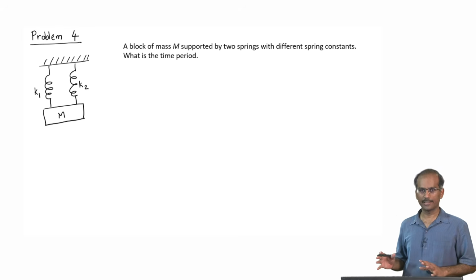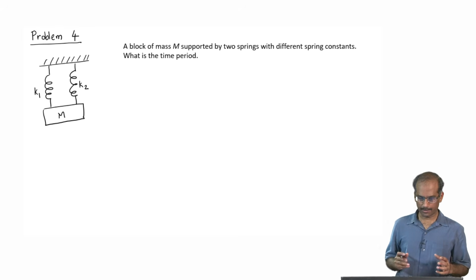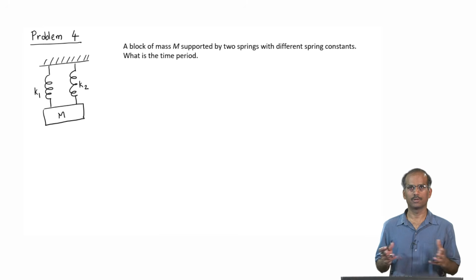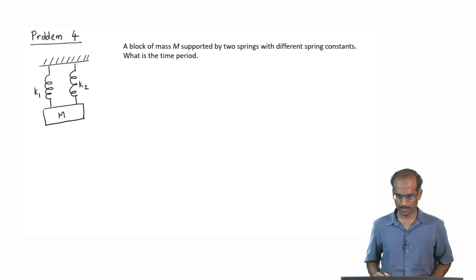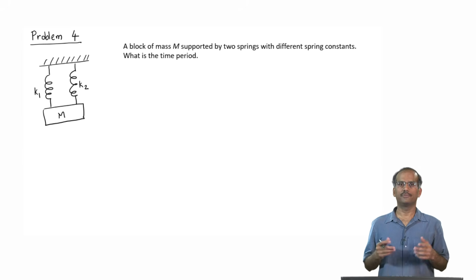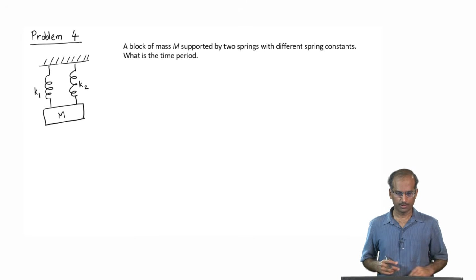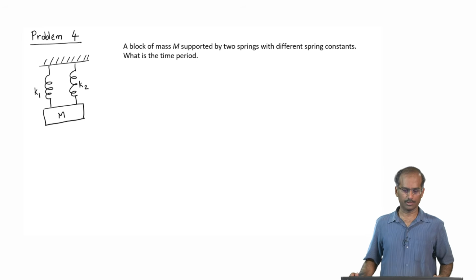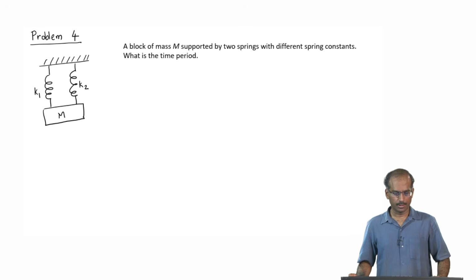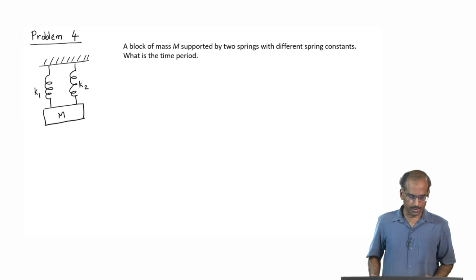Let us look at a slightly different problem. Here I have a mass m or block of mass m, which is supported by two springs, and the springs have different spring constants k 1 and k 2. Now, if I give it a little bit of a push, what would be the time period of oscillations that it would execute? So, how do we solve it?